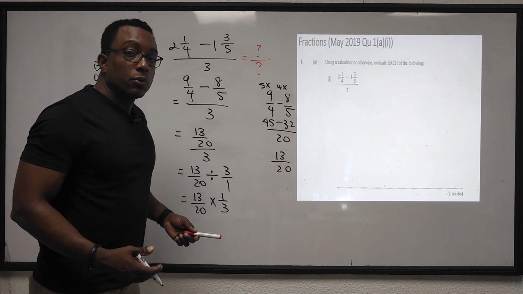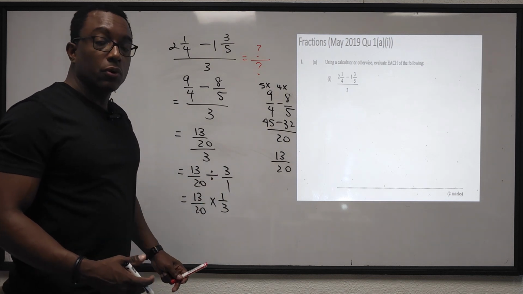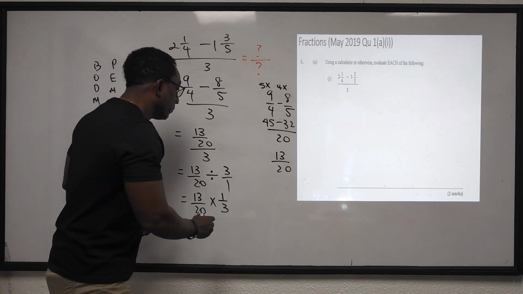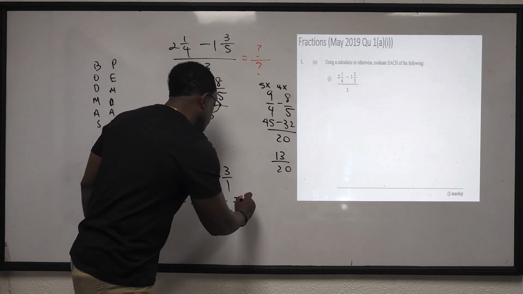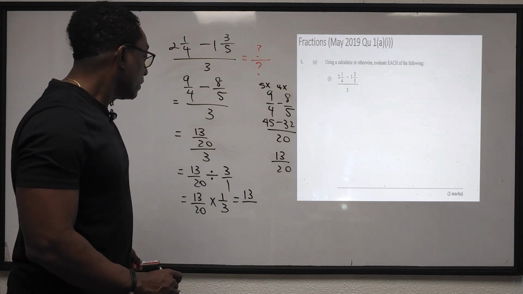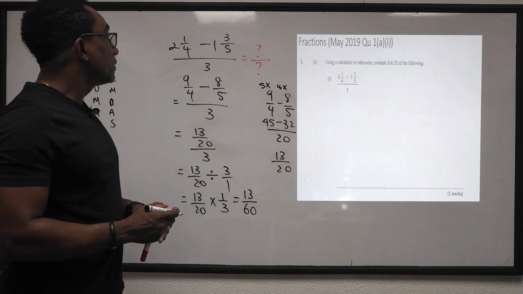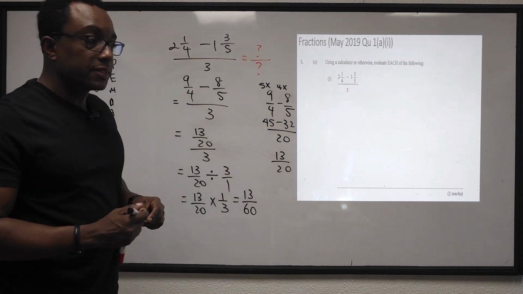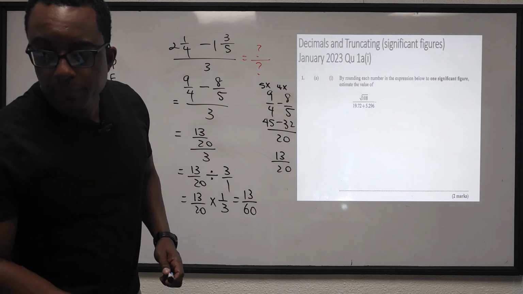And when we're multiplying fractions, we look to see what factors are common to both numerator and denominator. So if you look, there are no factors common diagonally or vertically. So what we do here, we multiply what we have in our numerator. 13 by 1 is 13. And we multiply what we have in our denominator. 20 by 3 will give us 60. So the answer to this should be 13 all over 60. Let's look at the next question.